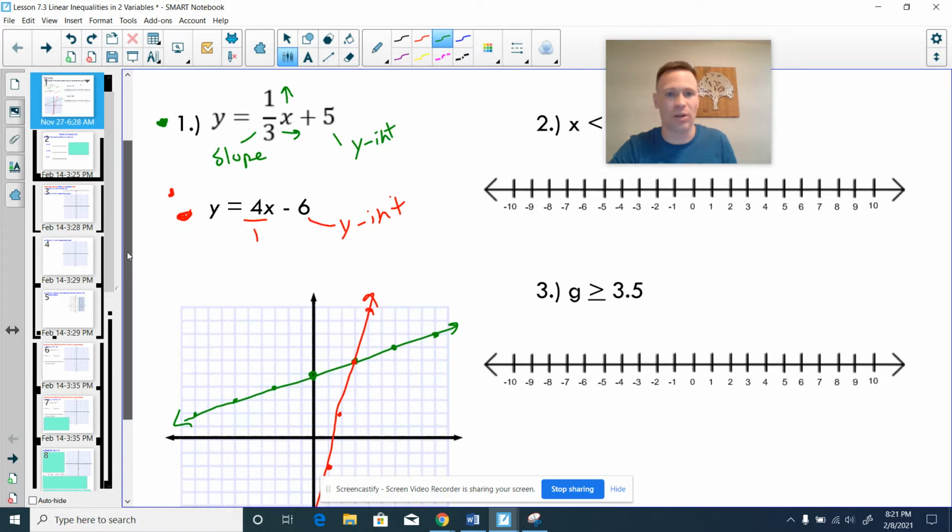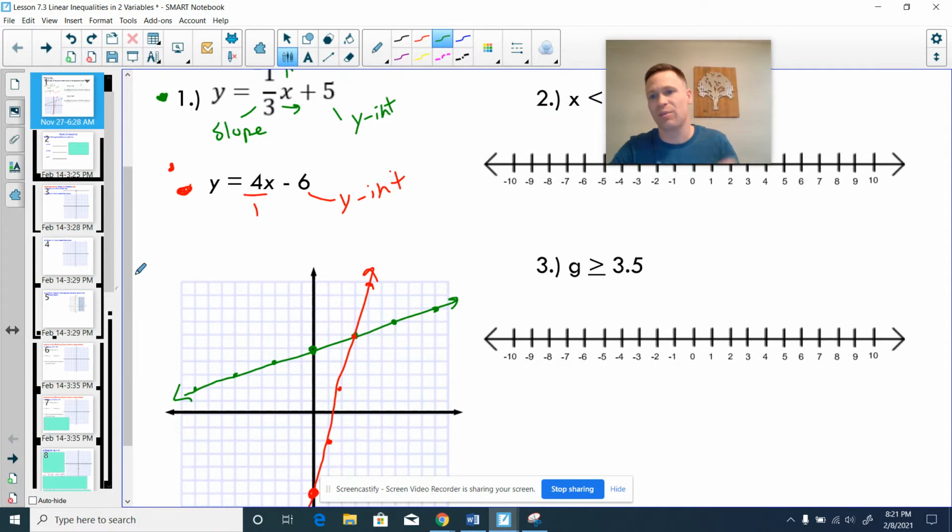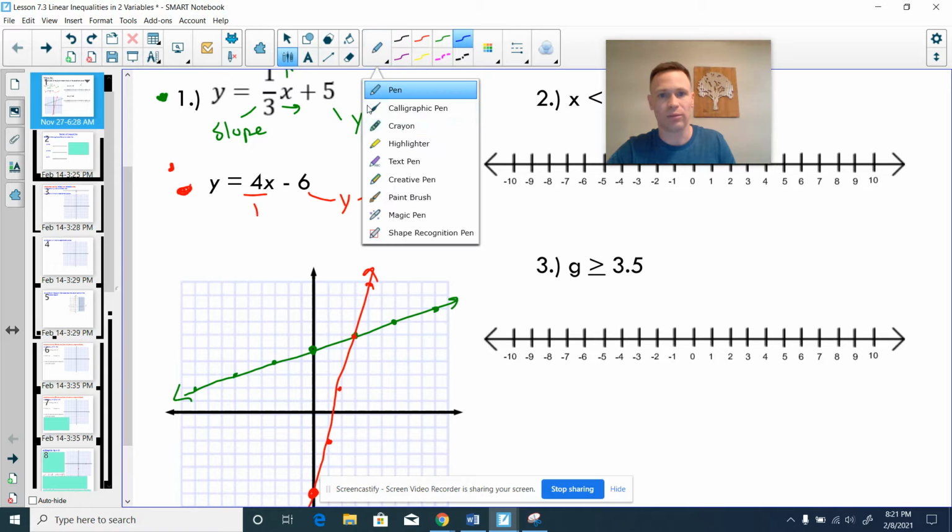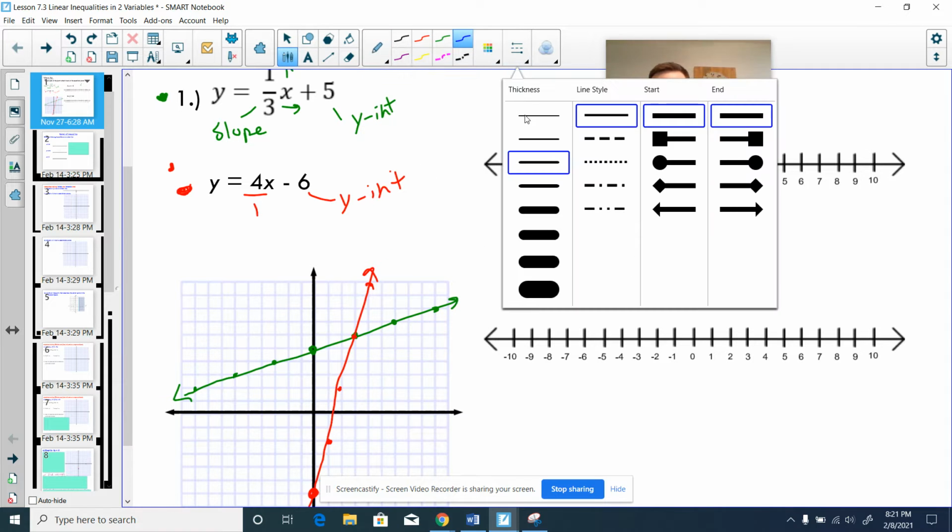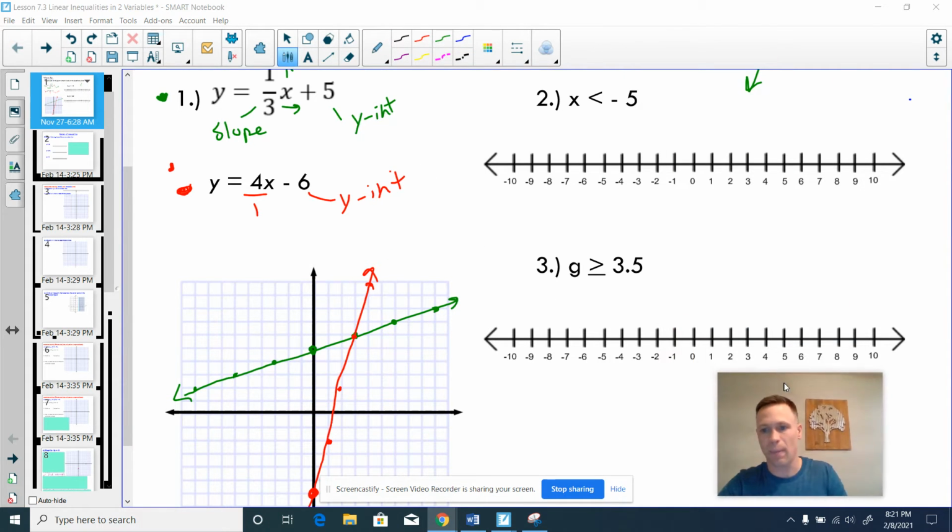But that should be a review. That should be something we're really good at. If this is something you struggle with, you certainly need to review some of your old notes, sign up for a contact time, do some of your own research. But this needs to be pretty rock solid right now, your ability to graph a line. So make sure that you take care of what you need to take care of in order to understand that.